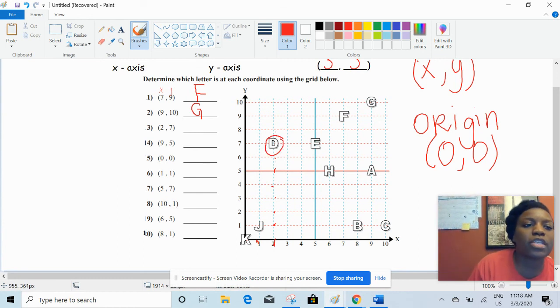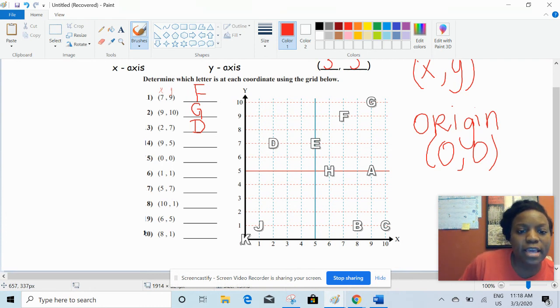And what letter do you see? Yes, it's the letter D. I'm a poet, and I know it. So on your paper, what I need you to write down for number 3 is the letter D. All right, class, I'm going to do 2 more with you, and then I'm going to ask that you do the rest by yourself. Number 4.